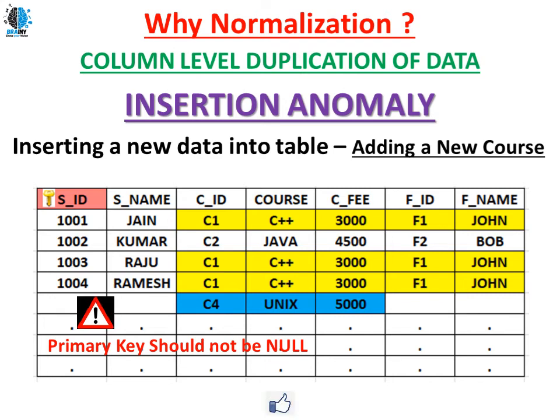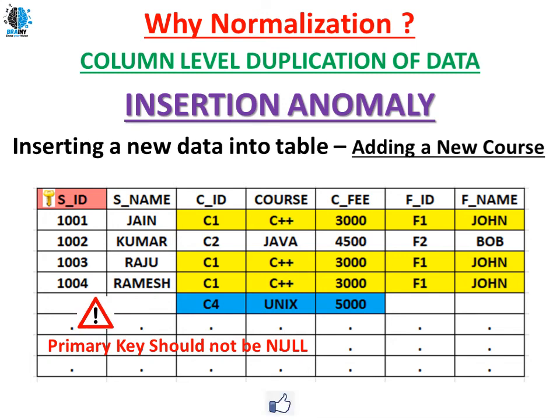So first I have to enter the data of the student, then the course. But logically, first I have to launch the course, then by seeing the course advertisement the student will enroll. So this logic contradicts this format of the table. This type of error or anomaly is called an insertion anomaly, caused by column level duplication of the data.